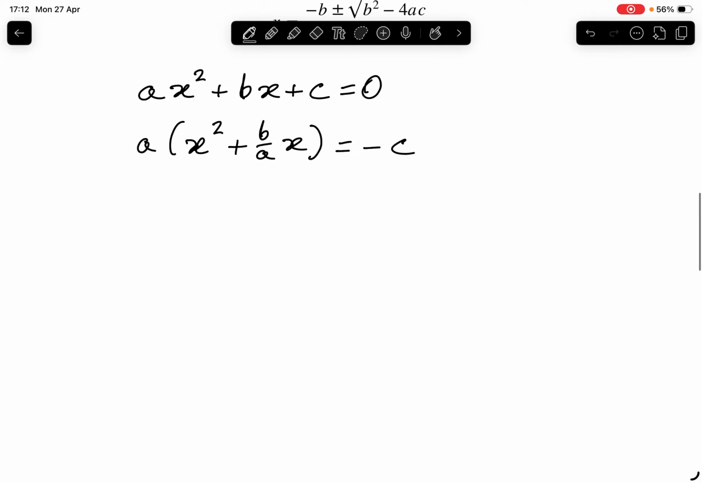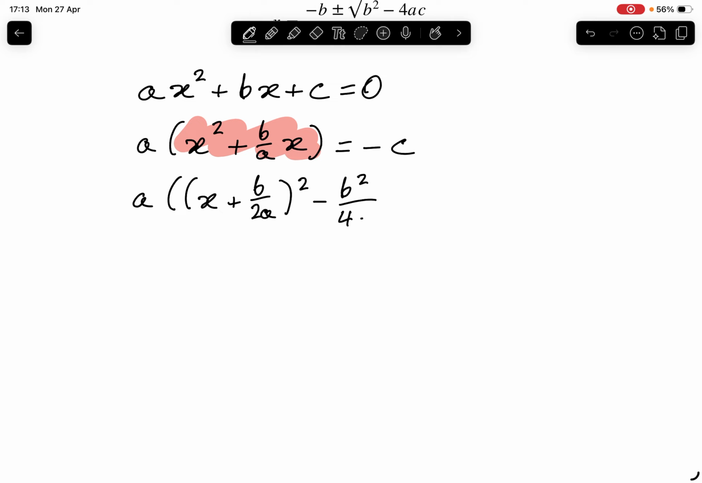Right, now, let's complete the square on this bracket here. Well, we're going to have a brackets, and then inside here we're going to have x plus half of b over a. So that's b over 2a squared. Then we need to get rid of that additional b over 2a squared term. So that's subtract b squared over 4a squared. Close bracket, that's equal to negative c.